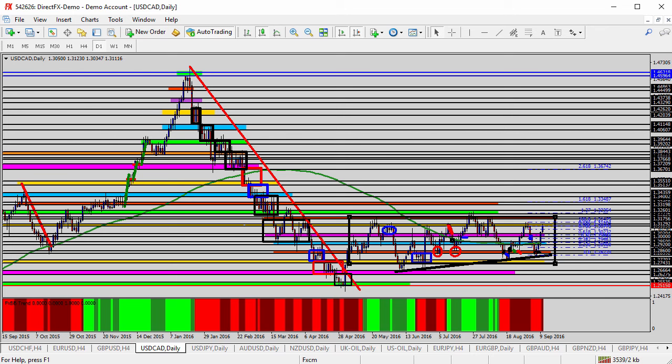We don't have significant news out of Canada until we get into Friday. So mostly what we're going to be watching for is US data. Maybe some oil information this week could cause a little bit of a stir. Zoom it in here again on the daily time frame.